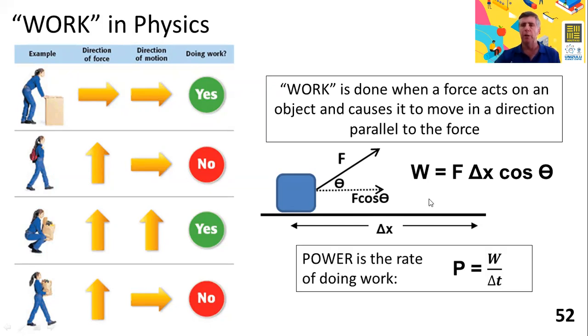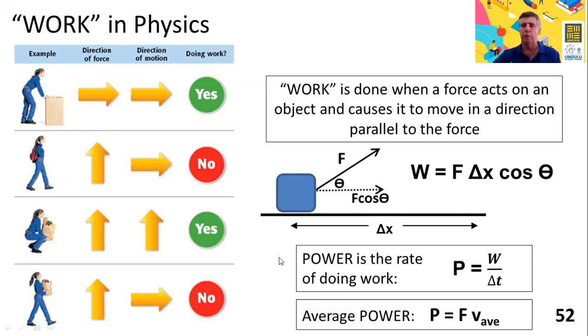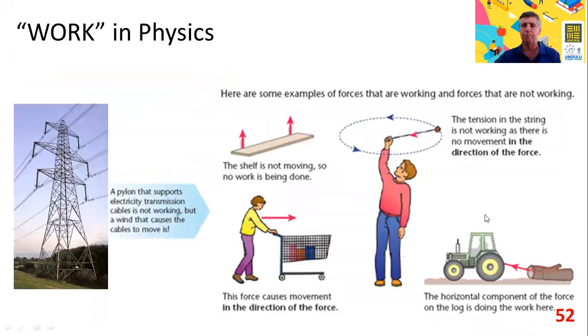Now, power is simply the rate of doing work, so it's just work over time. How many joules of work are you doing per second? Power is often measured in kilowatts, but normally just in watts. And in the case where a force moves an object at a constant velocity, the average power needed to do that is equal to force times average velocity. Again, all these equations will become clearer when we do actual exam examples, but these are all there on page 52.